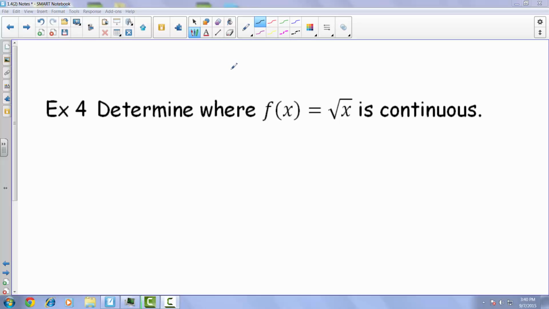Here we are at example 4 from our 1.4 number 2 set of notes. We're asked to determine where this function f of x, which is equal to the square root of x, is in fact continuous. Well, if you were to quickly draw a rough sketch of what this function would look like, you should see an image that looks something like this.